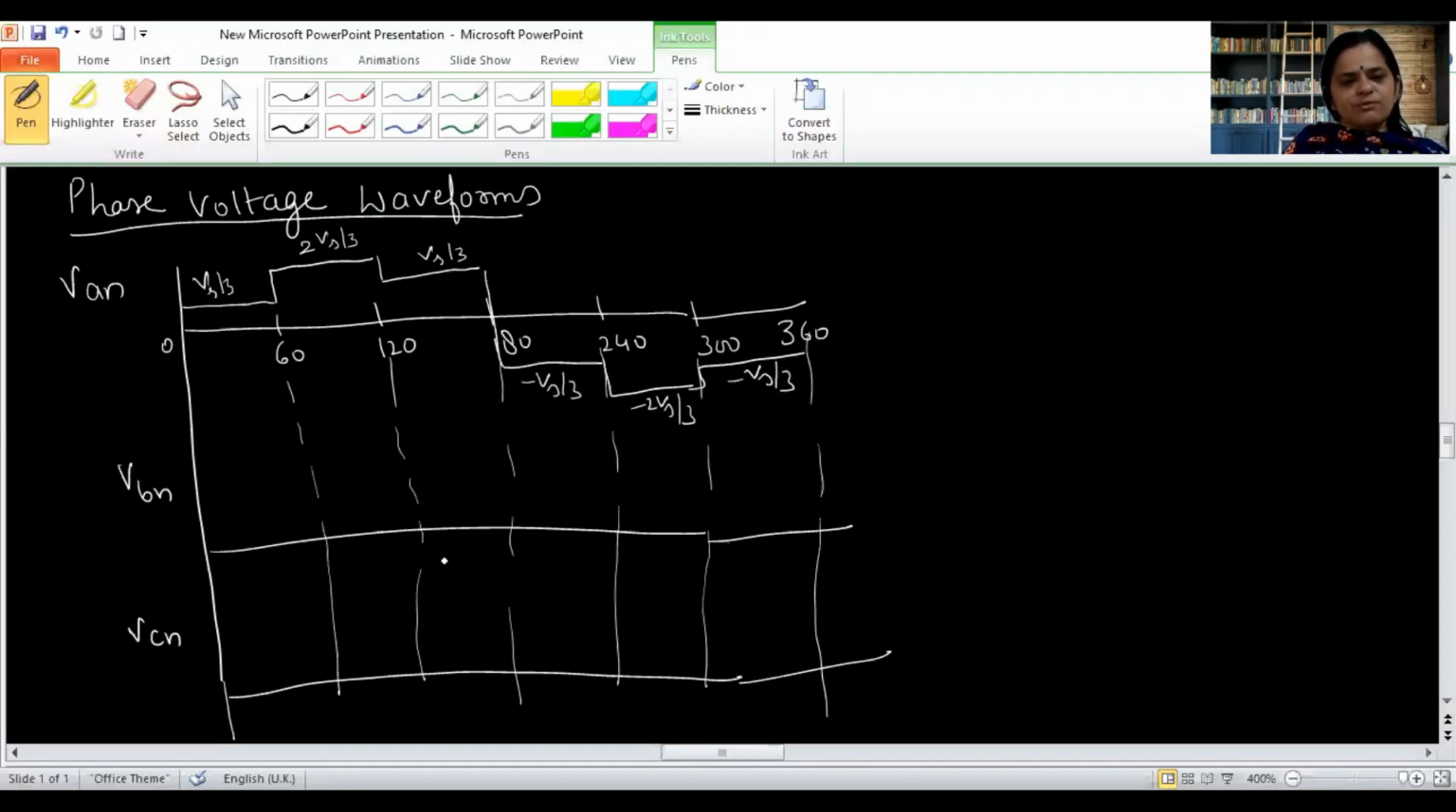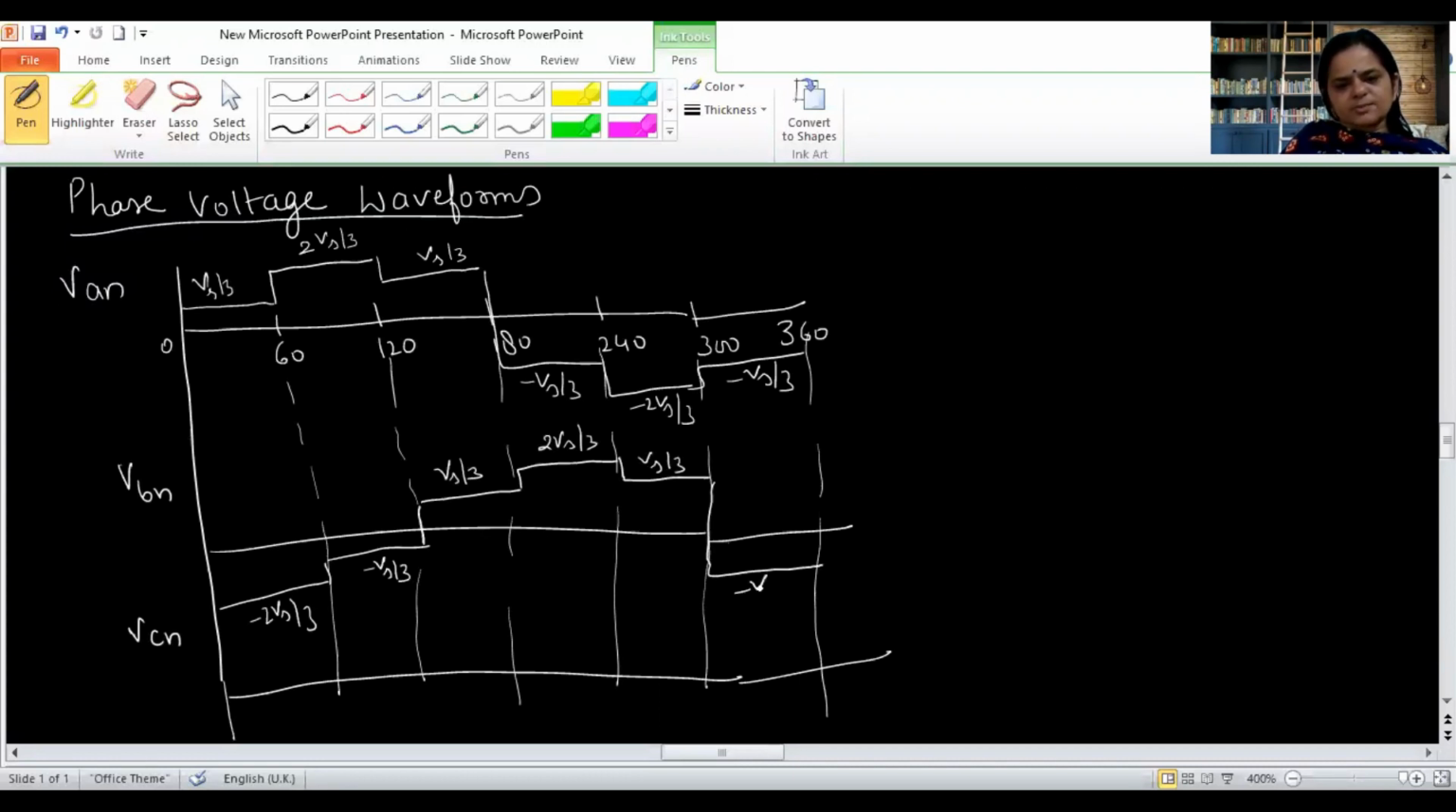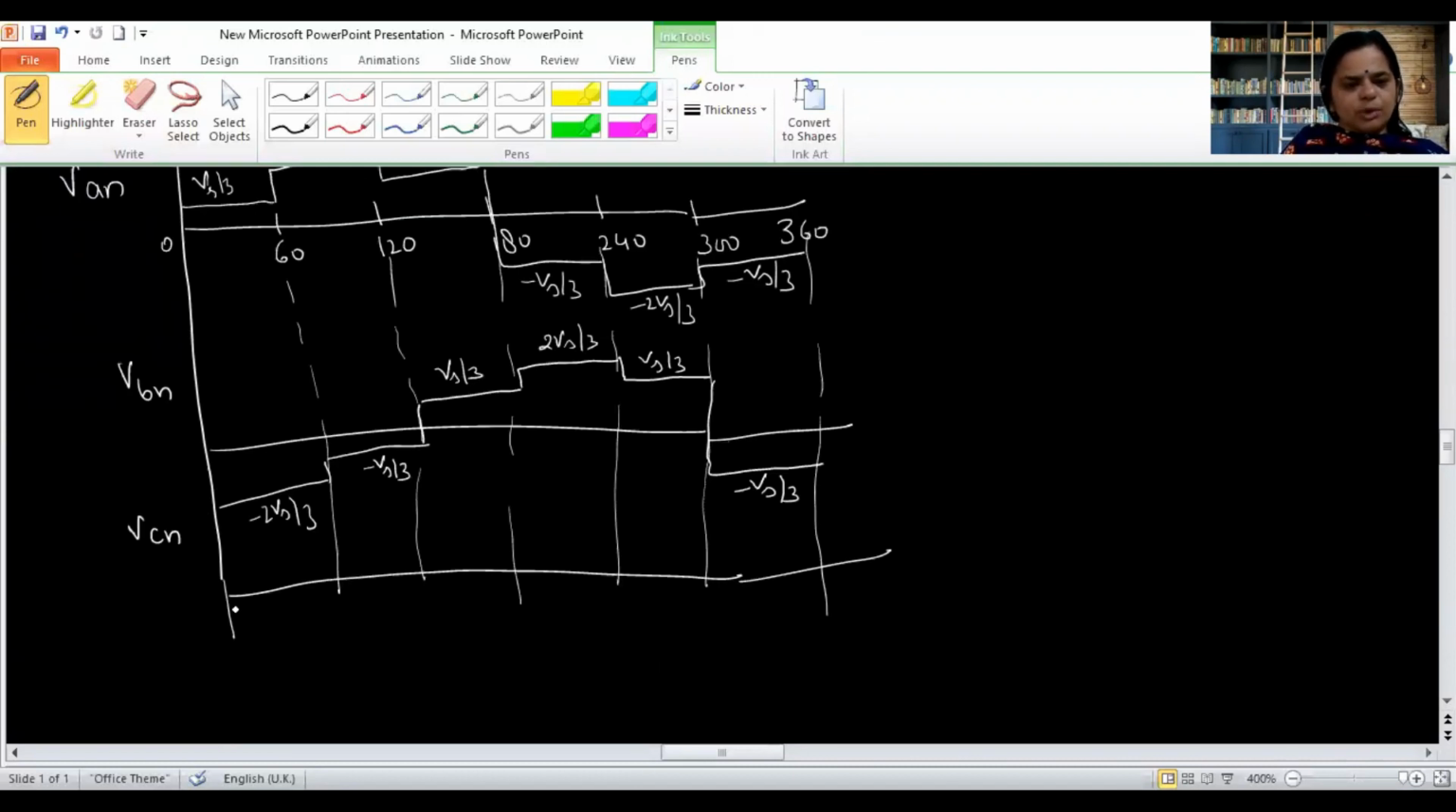But when you see the waveform for VBN that you can draw, here it is Vs by 3, here it was minus 2 Vs by 3, then it was having minus Vs by 3, then 2 Vs by 3, Vs by 3, then 2 Vs by 3, then again Vs by 3, then minus Vs by 3. So this is the waveform for VBN.